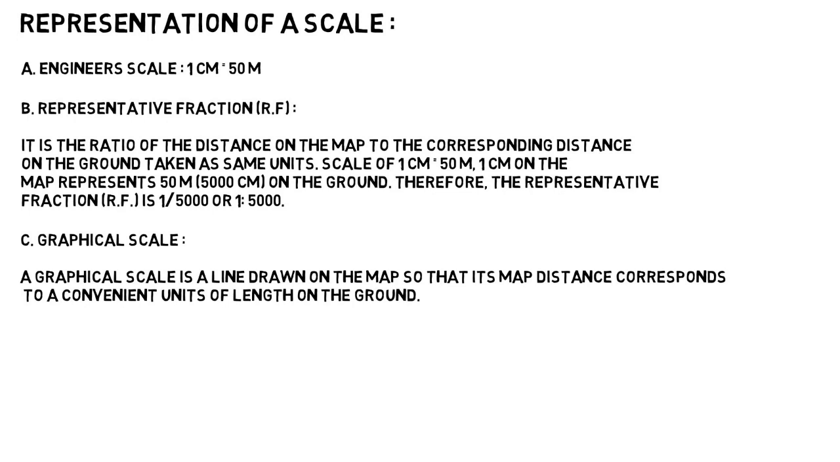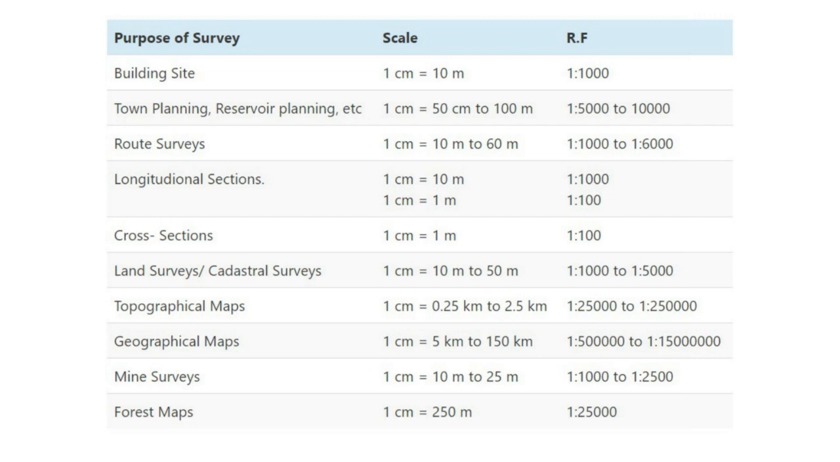The last one is graphical scale. A graphical scale is a line drawn on the map so that its map distance corresponds to convenient units of the length on the ground. Here you can see the chart for different purposes of survey at different scales.